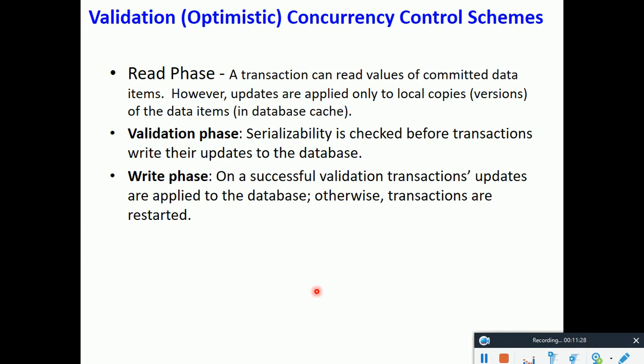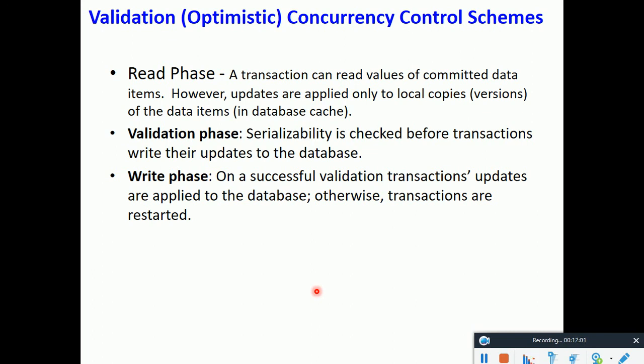When a transaction completes its operations, meaning all writes are in the cache without affecting the actual database, the transaction comes into the validation phase. In the validation phase, the protocol checks all operations for serializability, and if the transaction passes that test, only then does it move to the write phase. If it does not pass that test, the transaction is aborted and rolled back.